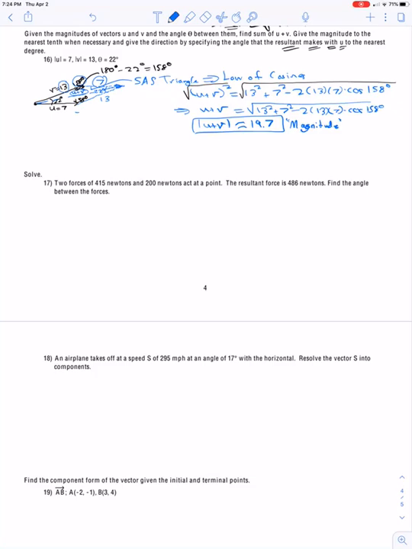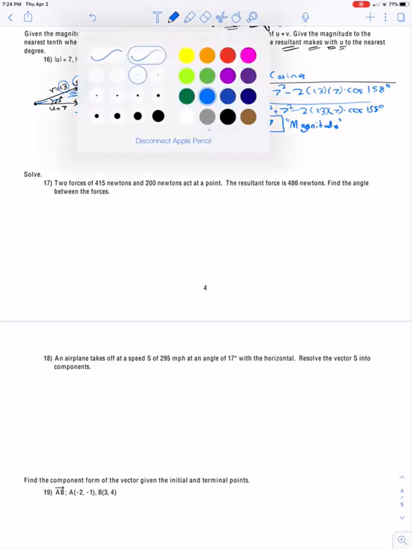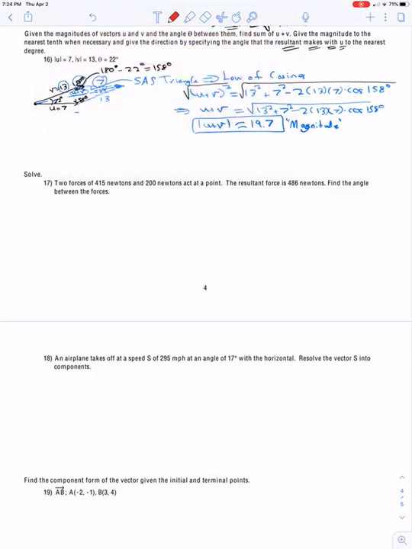So again, to give direction, it says find the angle that it makes, and let's draw it here. We'll do it in a different color. It makes with vector u. So let's find this angle alpha right here. So we want to find alpha. So we're going to give direction with alpha. All right, angle between u and u plus v. Let's make note of that. Angle between u and u plus v.